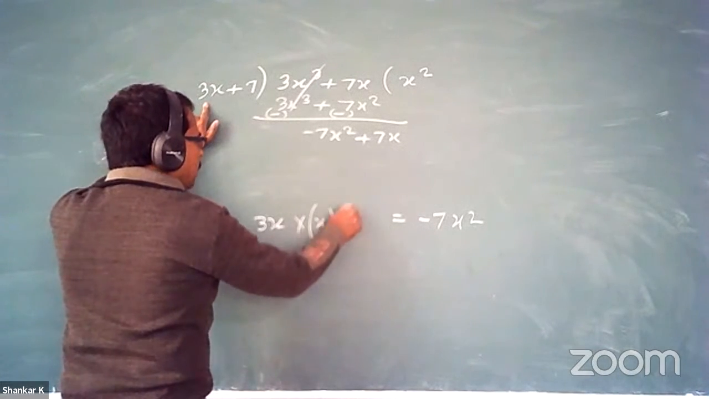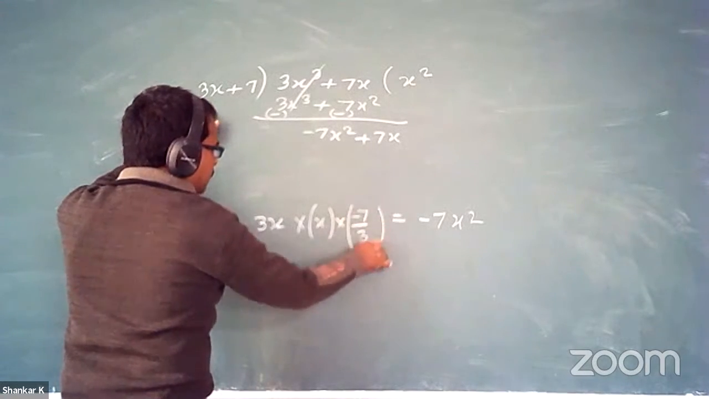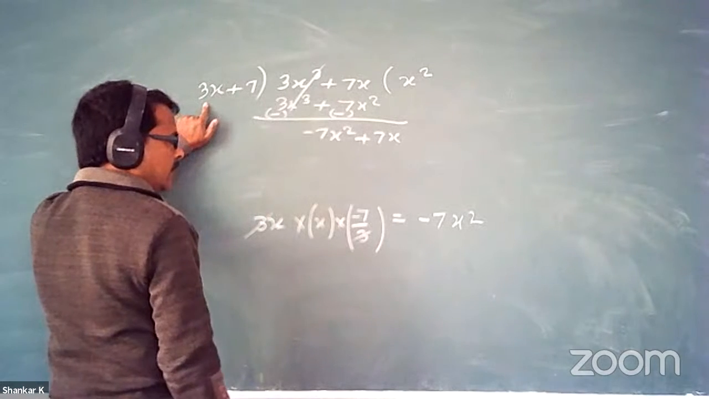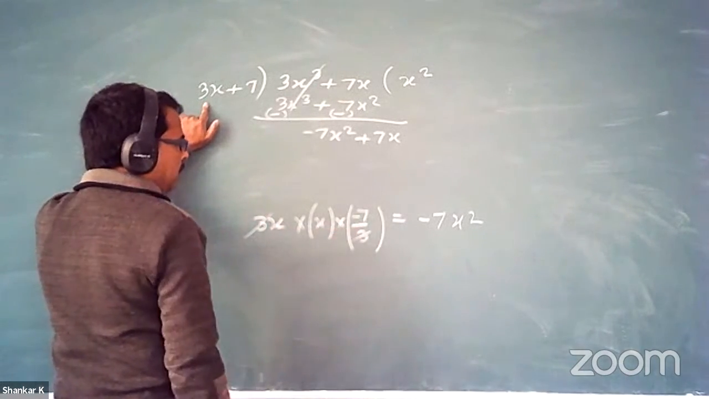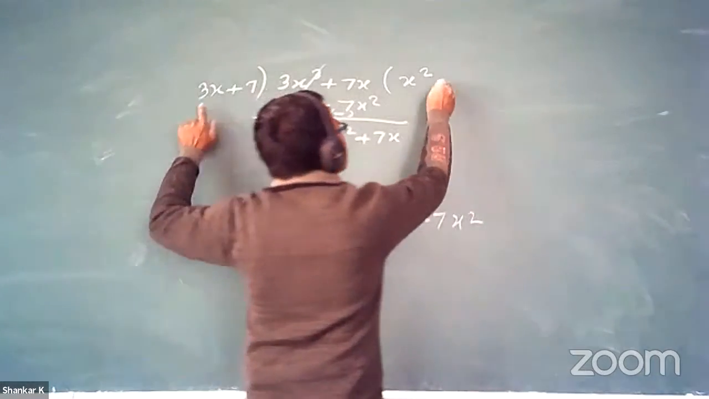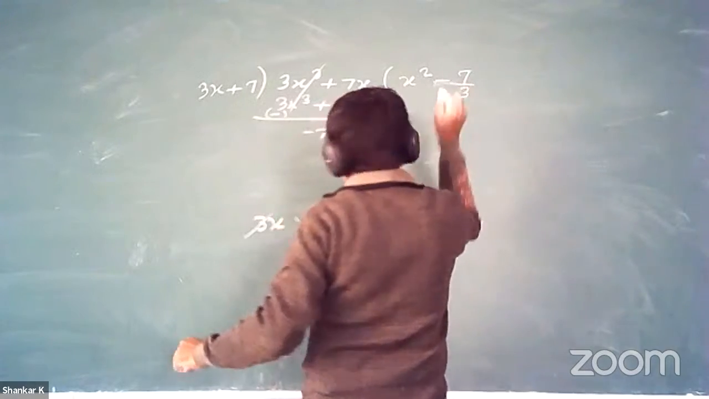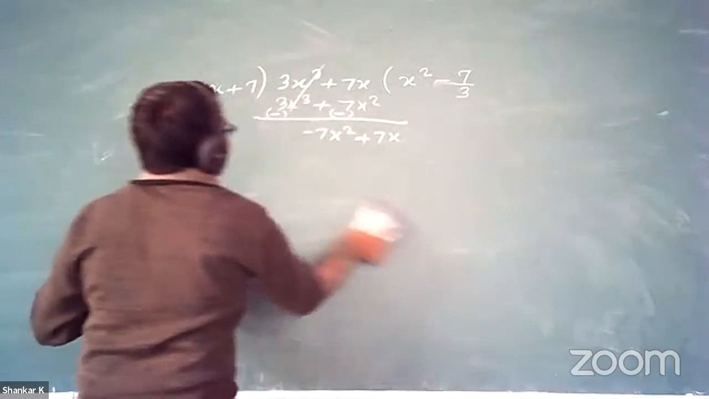By what should we multiply? We should multiply by minus 7 by 3. This 3 will cancel. Okay, understanding? x into x square, minus 7x square will come. So you have to take it as minus 7 by 3. Just see this. Minus 7 by 3, if you take, you see what happens.